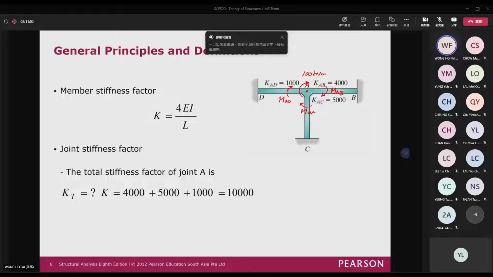How much moment will be distributed to the member AB, how much moment will be distributed to the member AC, and then how much moment will be distributed to the member AD? Well, actually it depends on the stiffness of the members. I just make it as an example for analogy, saying that if you are having $100, and it is going to be distributed among 3 people, then how to distribute the money among the 3 guys?